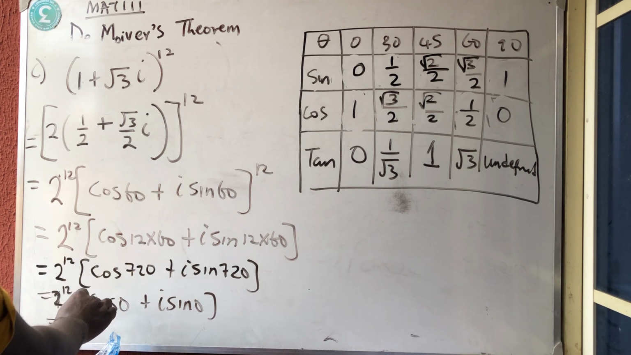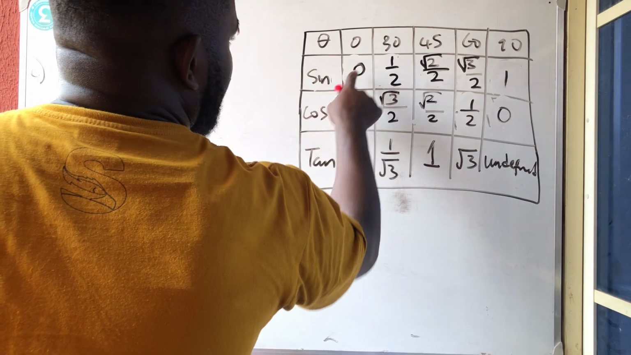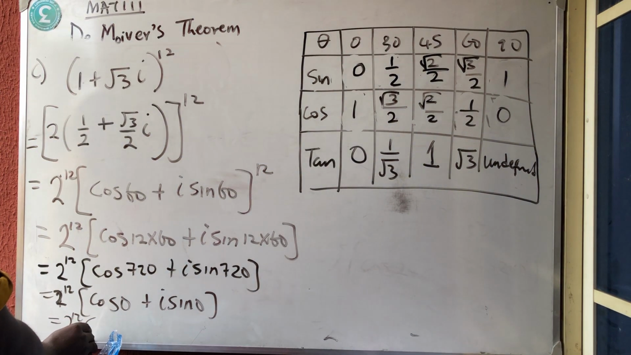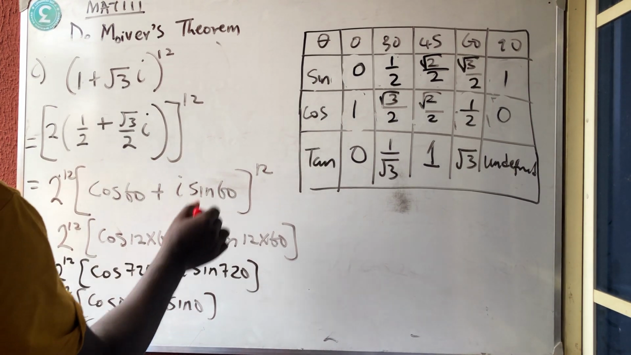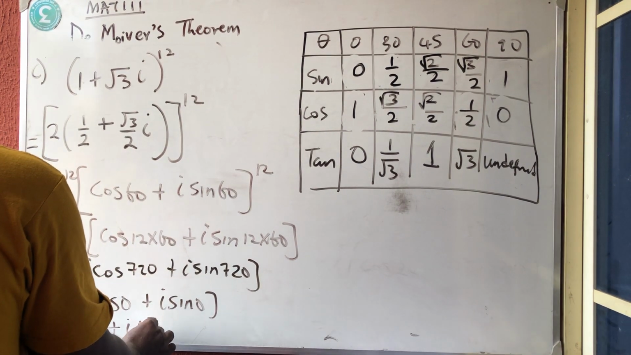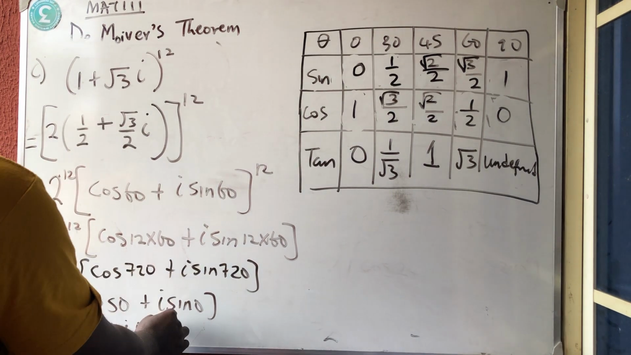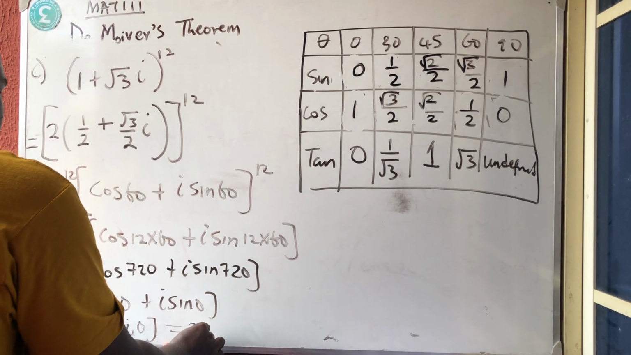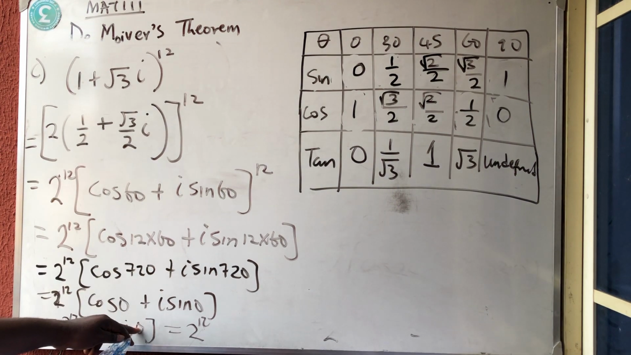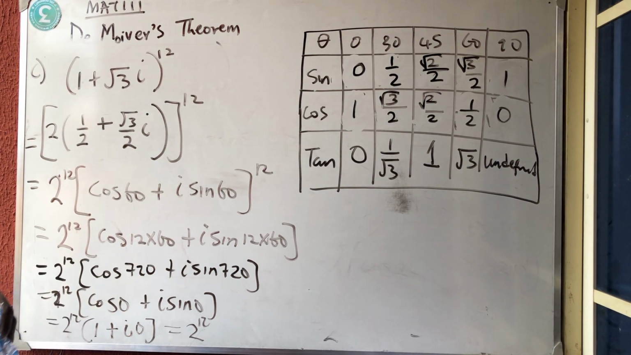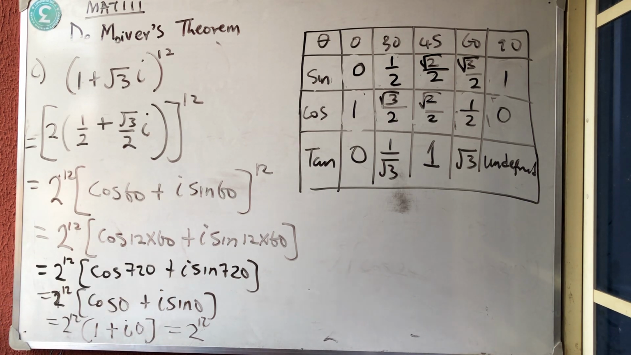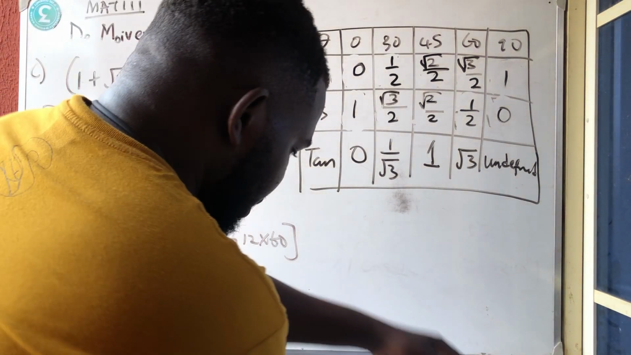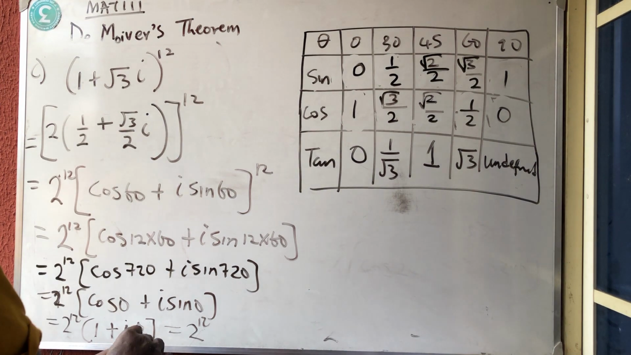What is cos 0? Cos 0 is 1. So I'm having bracket 1 plus i sine 0, which is 0, so 0i. Anything times 0 is 0, and 1 plus 0 is 1. So you now have 2 raised to power 12 times 1, which is 2 raised to power 12. And that is the answer. So that is the second example.